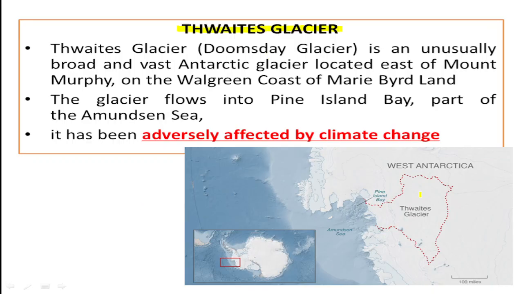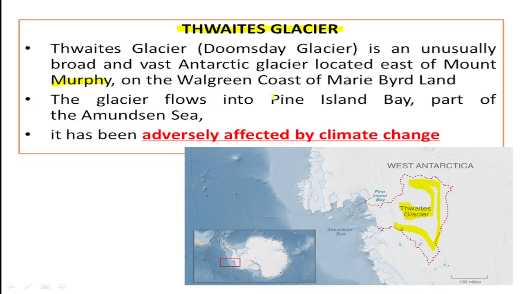Thwaites Glacier. You can see the presence of this glacier in the image. Now it's an unusual, broad and vast Antarctic glacier located east of Mount Murphy on the Walgreen Coast of Marie Byrd Land. Okay, now this is the news. Now we will connect the layers.